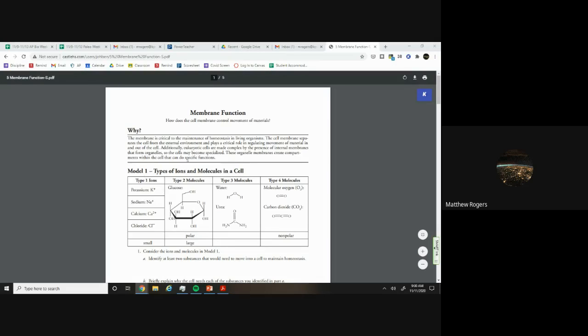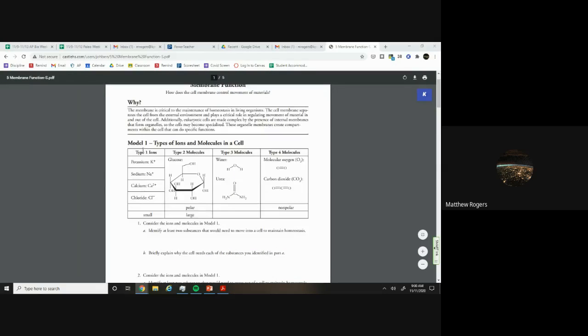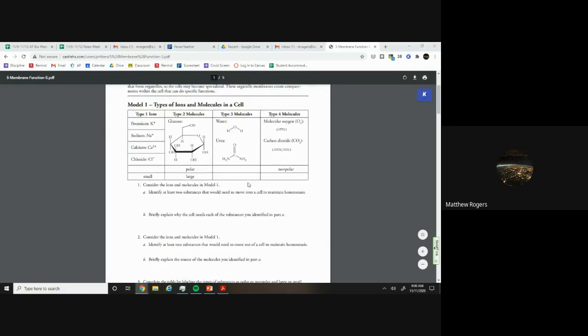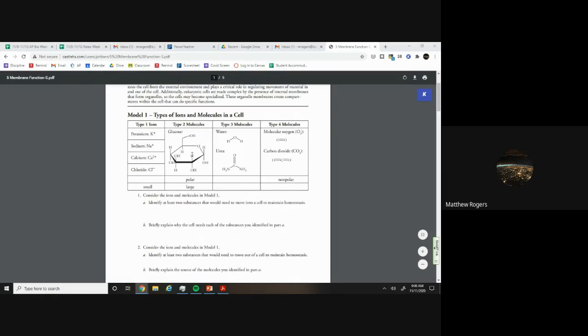So there are three models in this POGL. Model 1 refers to these types of molecules and how they might interact with our cell membrane. Here we have ions, type 2 molecules, type 3 molecules, and type 4, so we have to figure out what they are. First, ions. Ions are small charged particles, so we might want to write "charged" right here. I don't know if they have you do that, but they are charged particles.